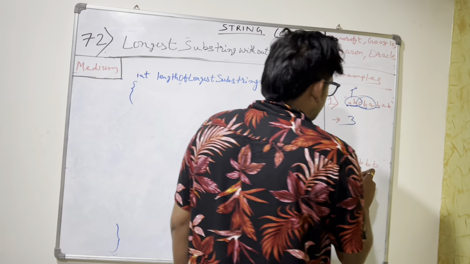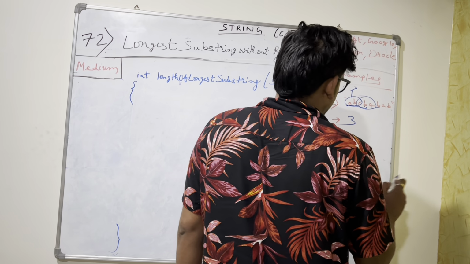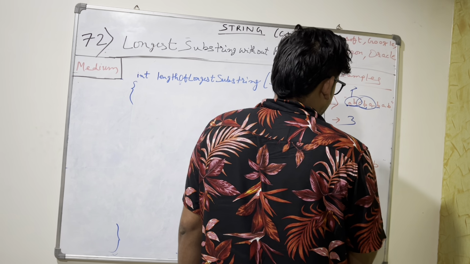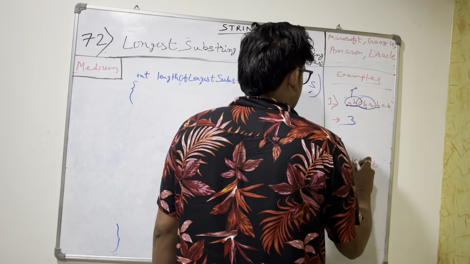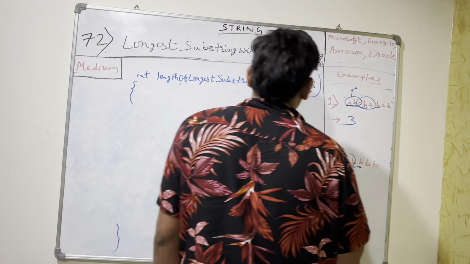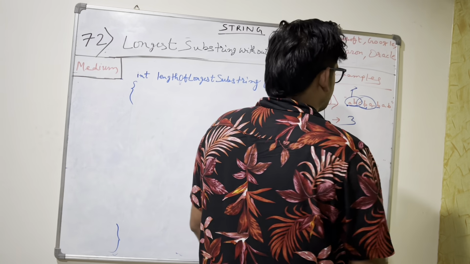In the second example, you can see B is repeated. So the answer will be 1. Any substring you can take, its max length would be 1, because if we take the second, it gets repeated. Now how do we solve this question?